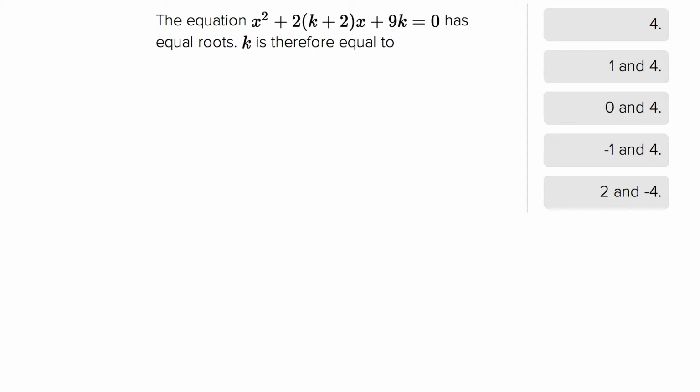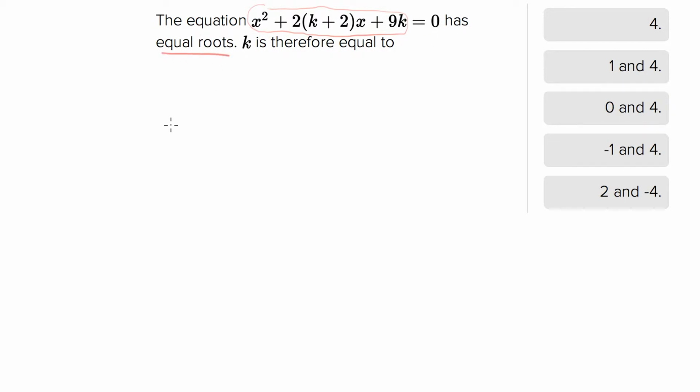This is the real Tom Rose, and this is a super complicated question. It's on the ridiculous scale. So they give you an equation. It's got x's and k's in it, and they want you to solve for k somehow. And the only clue that they give you is that this thing has equal roots.